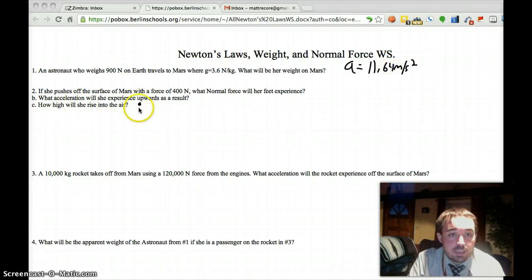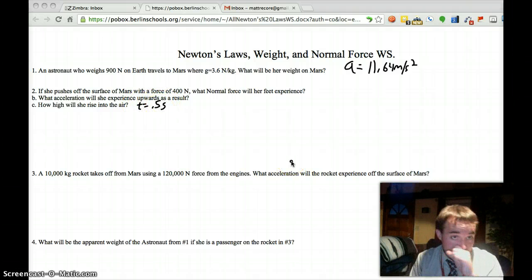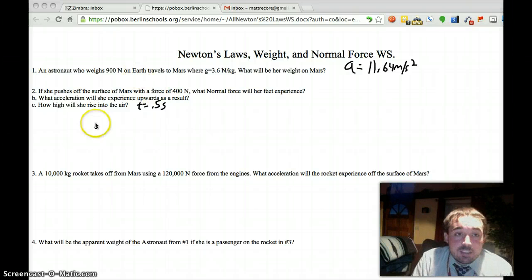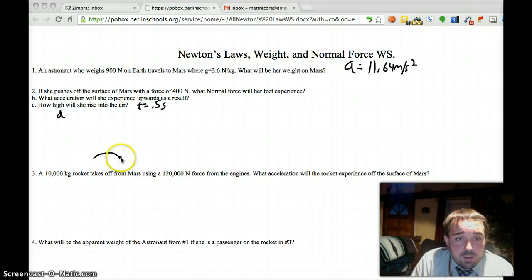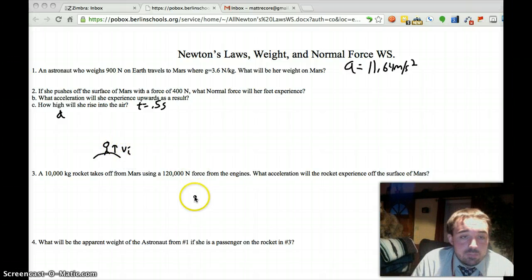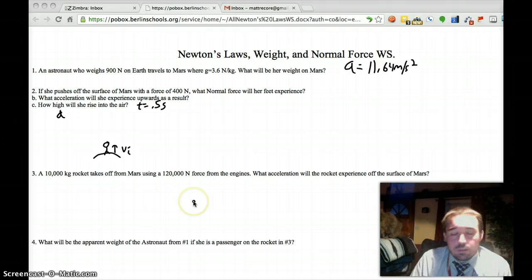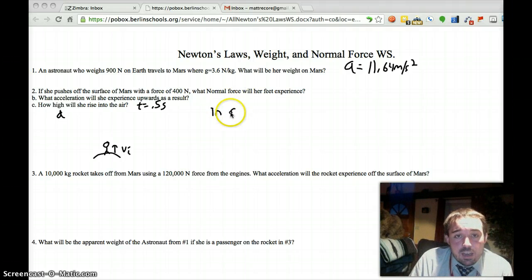And for part C, it said for a time of 0.5 seconds. That was told to be added. So, how high will she rise into the air? We want to find d. But to do that, while she's in contact with the ground and accelerating upwards, we've got to figure out what speed she's going to leave the ground. Well, we kind of have to break this into two parts. The first part is when she's in contact with the ground, and then when she's off the ground.